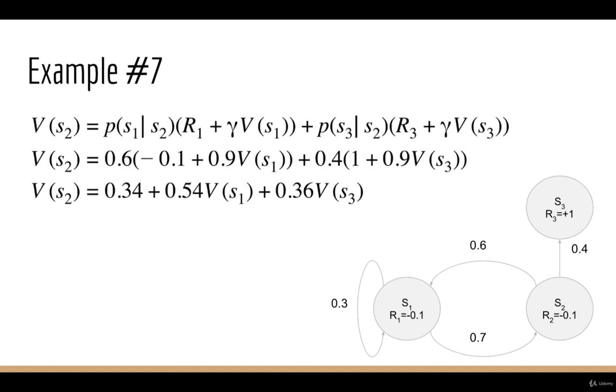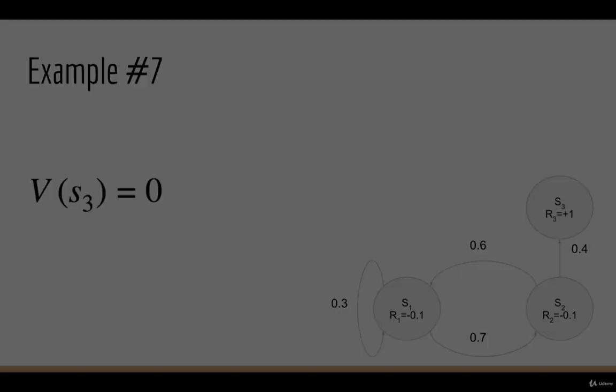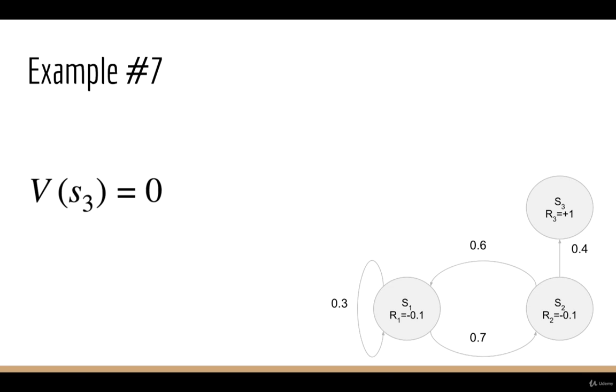Let's do V of S2 next. Using the Bellman equation, we can see that there's one term involving P of S1 given S2, and there's one term involving P of S3 given S2. So these correspond to going to S1 from S2 and going to S3 from S2. Notice that V of S2 doesn't appear here because S2 can't go back to itself. And finally, for S3, we know that this is just 0 because it's a terminal state.